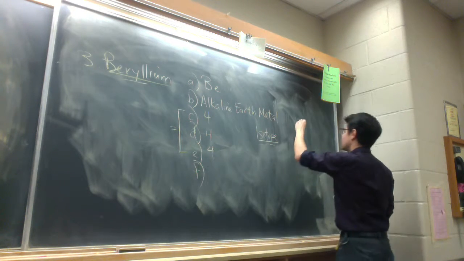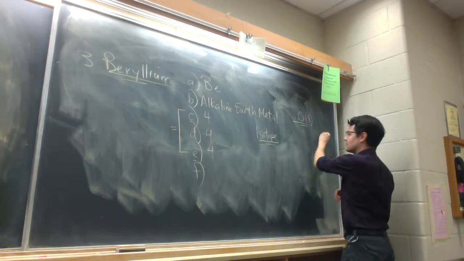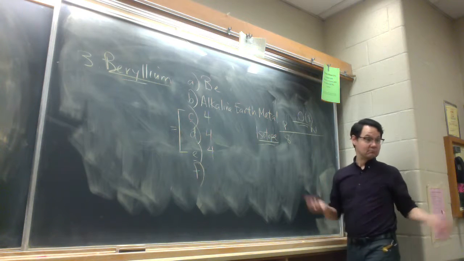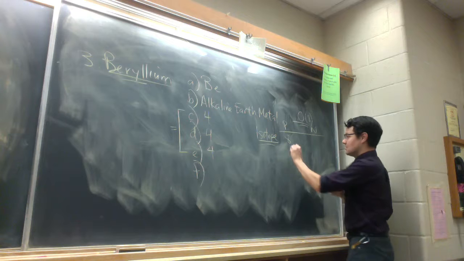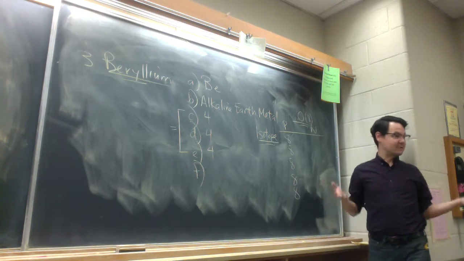So let's say oxygen, for example. Oxygen, we said, is 8. So oxygen's always going to have 8 protons, no matter what. If it's oxygen, it's got to have 8. So 8 and 8 and 8 and 8. These all have 8. I'm just going to do a couple of different versions of oxygen.